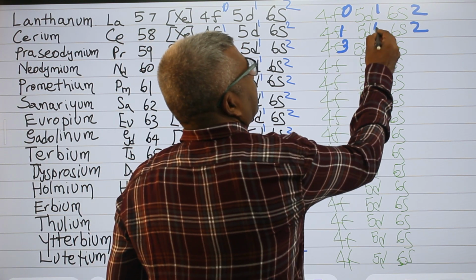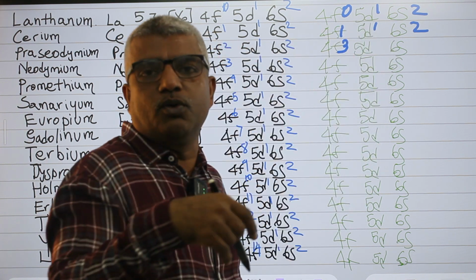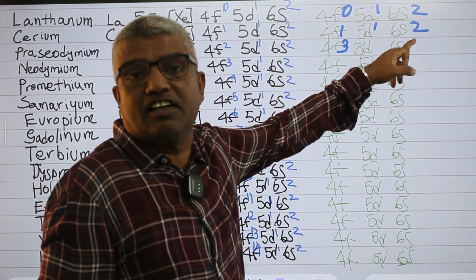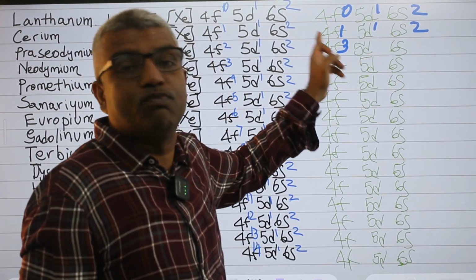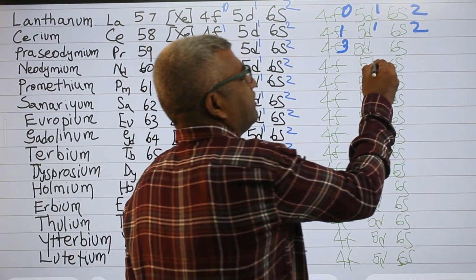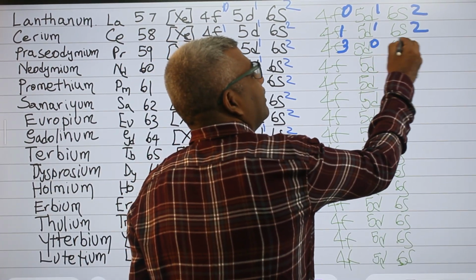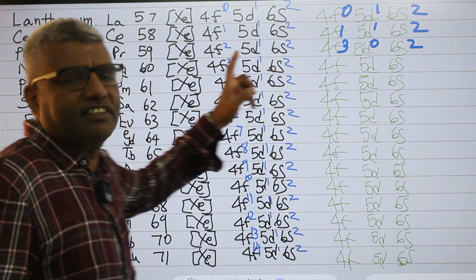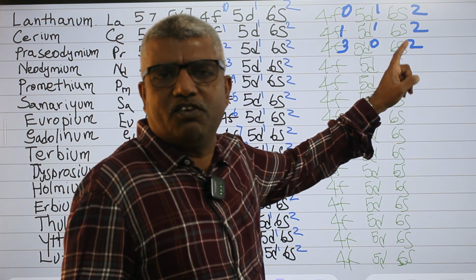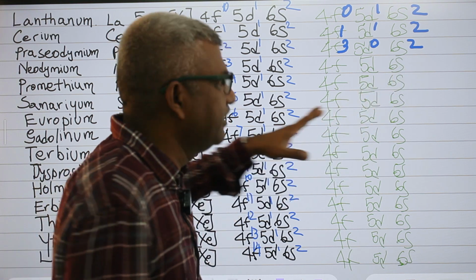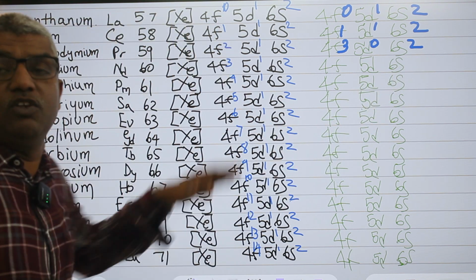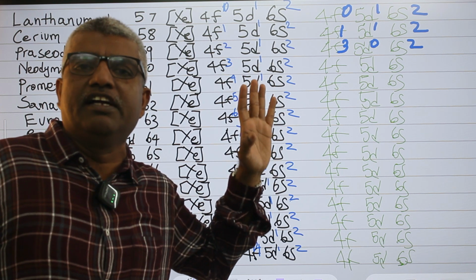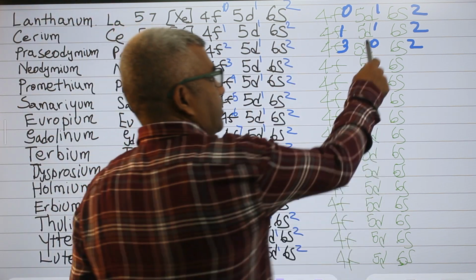4f3. Actually, one electron has to go. So, 4f2, but the d electron is also jumping here. So, it is 4f3. So, what will happen to d? It will be 0. 6s2. So praseodymium electronic configuration is 4f3, 5d0, 6s2. Very simple. Okay. Because you see our general electronic configuration is (n-1)d0 to 1. So 0 is also coming.